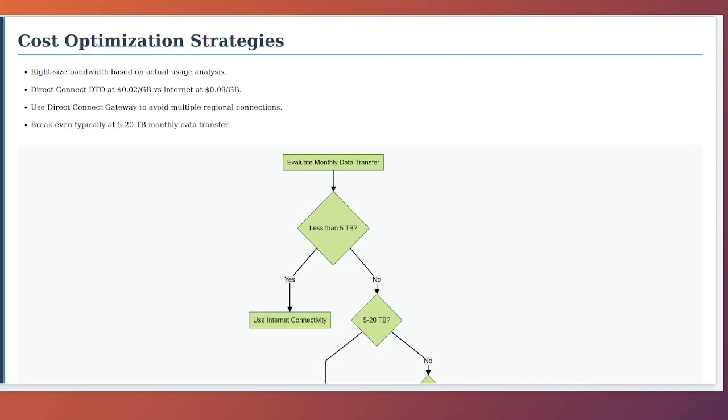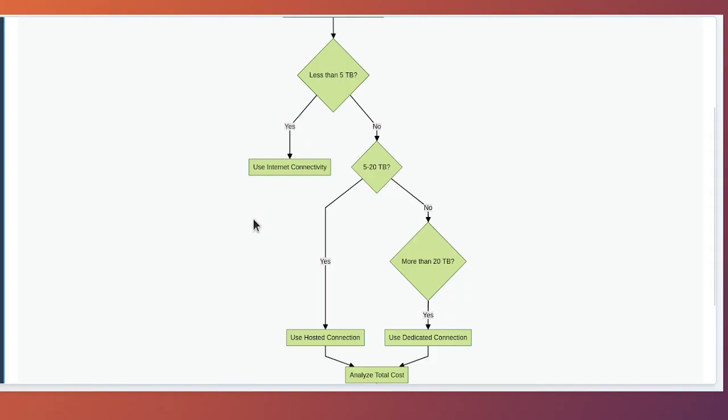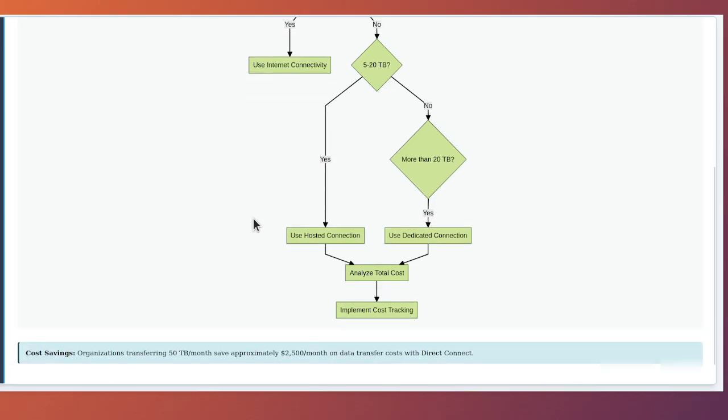Many organizations overestimate their bandwidth requirements and pay for capacity they do not use. Before ordering a Direct Connect connection, analyze your actual data transfer patterns. Monitor your current internet-based AWS traffic to understand peak usage times and average throughput. If your analysis shows you need 3 gigabits per second of bandwidth, a single 10 gigabit connection might be overkill. Instead, you could start with a 1 gigabit hosted connection and upgrade if needed, or use multiple lower bandwidth connections that provide both right-sized capacity and redundancy.